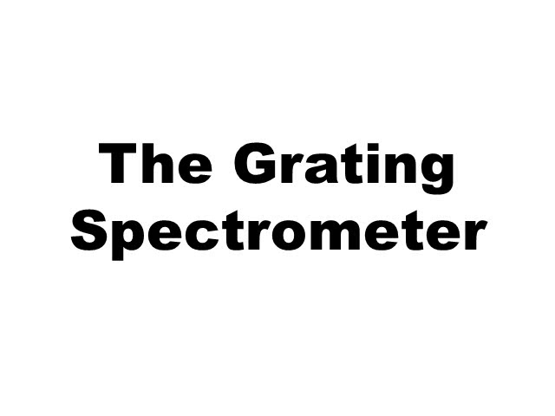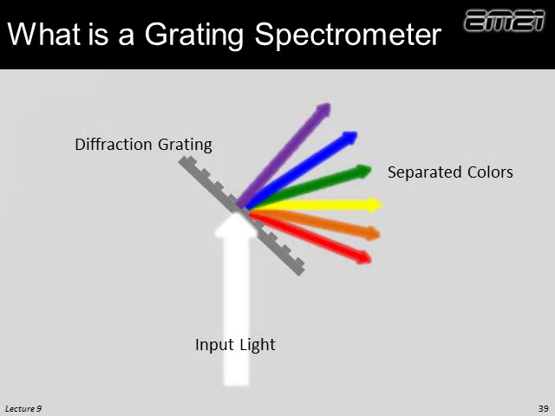Okay, enough about diffraction gratings. Let's talk about some real devices. And our first one, and probably the most common, is the grating spectrometer. So here's what happens. We have a diffraction grating, and we hit it with what we call white light, although it's not necessarily white. It's just a broadband light.